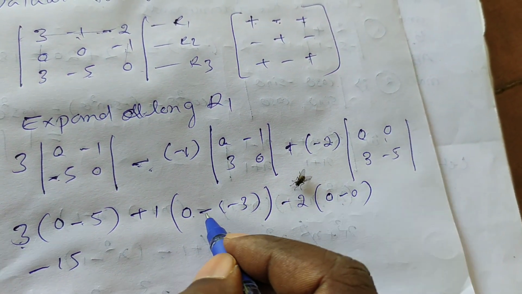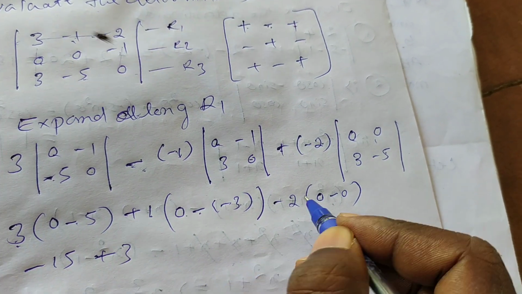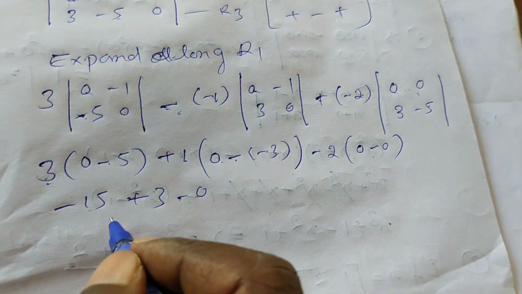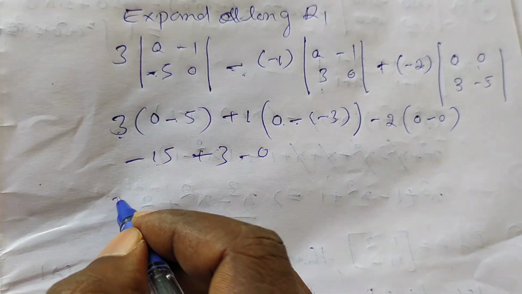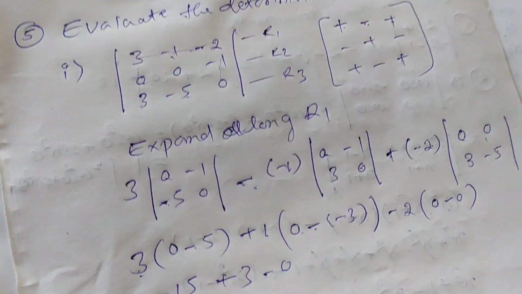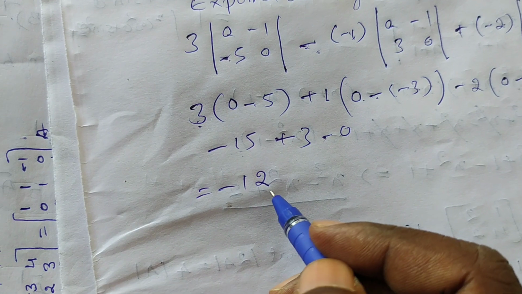That is minus into minus plus 3. 1 into plus 3, plus 3. This is 0. So minus 15 plus 3, minus 12. So when you expand along R1 of this determinant, you get the value minus 12.